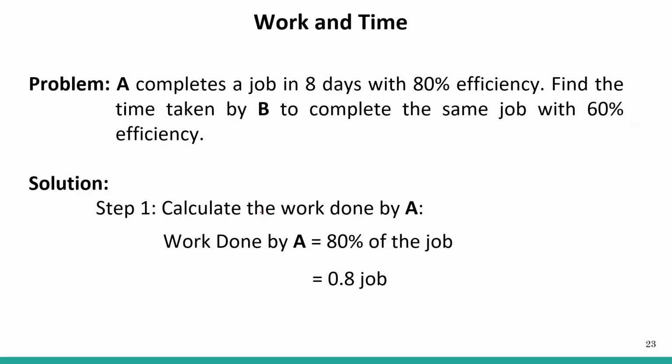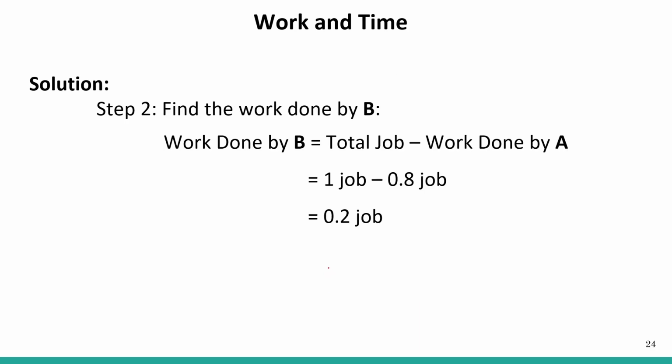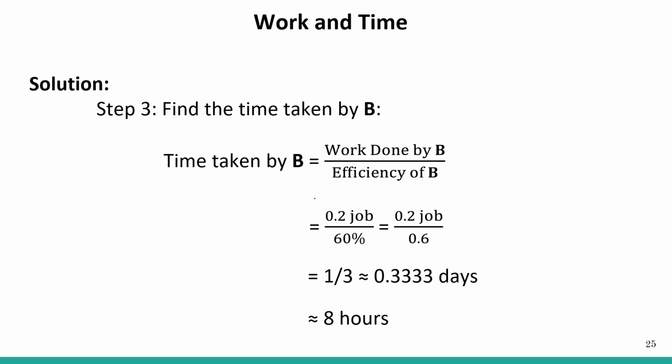In step 1, we calculate the work done by A. Work done by A is equal to 80% of the job, that is 0.8 job per day. Work done by B is equal to total job minus work done by A, which is 0.2 job. Time taken by B is equal to work done by B divided by efficiency of B, so 0.2 job by 60%, which is 0.2 job by 0.6, equal to 1 by 3, that is 0.333 days, which is equal to 8 hours. So 8 hours is the correct answer.